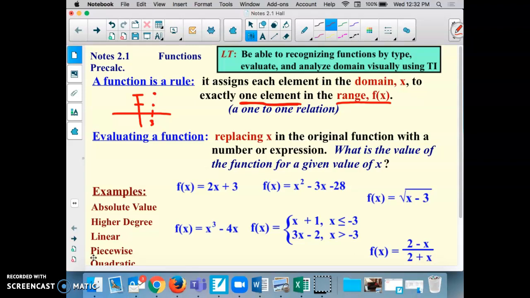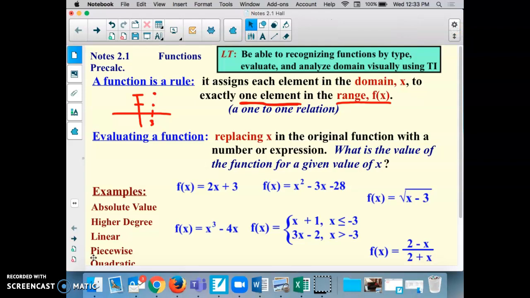Let's go to evaluating the function. When we evaluate a function, we are replacing x in the original function with a number or an expression. Expression is going to be the more challenging part. And then what is the value of the function for a given value of x? If I put a number in for x, can you evaluate? Okay, so we'll get to that. All right, let's move on here.